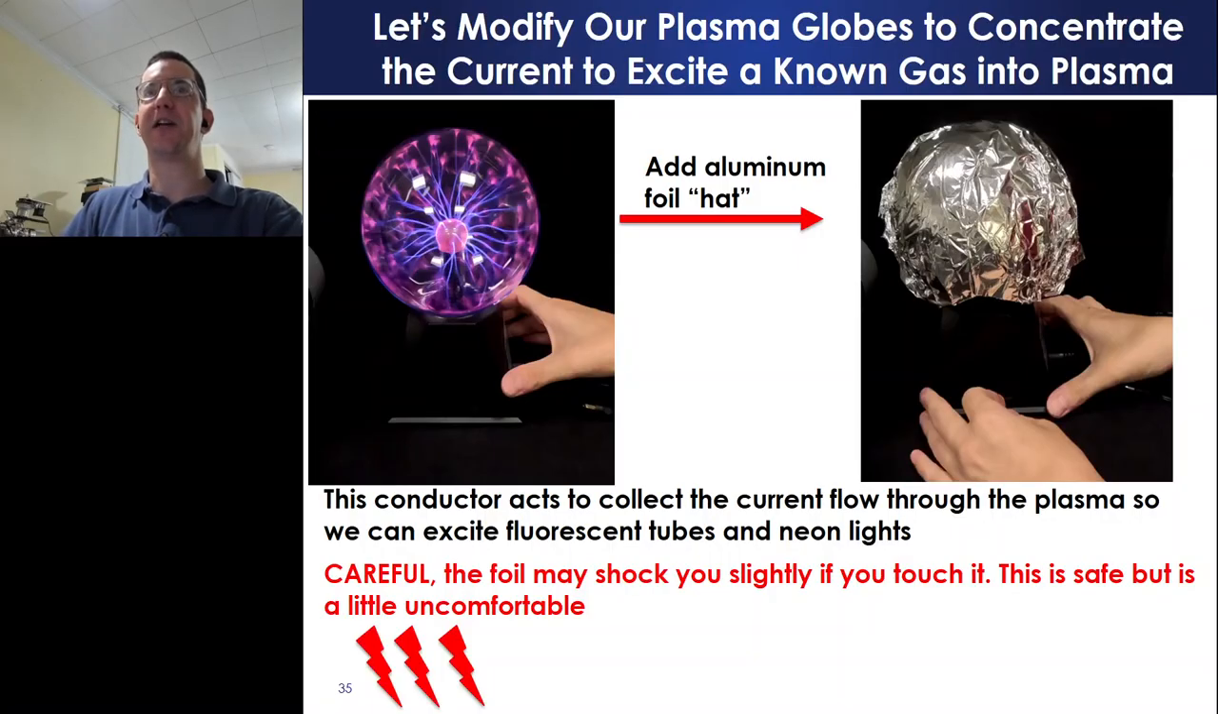Now let's exploit this effect of capacitance by modifying our plasma globe to concentrate the current and use it to excite a known gas into a plasma. We will do this by taking our plasma globe and adding an aluminum foil hat over the outer sphere. This collects the current and acts as a plate of a capacitor. As it's a good conductor, we can clip an alligator lead onto the aluminum foil hat and transfer the current into our vacuum chamber. Be careful when placing the aluminum foil on top of the plasma globe, as the foil may shock you slightly if you touch it. This is safe, but may be a little uncomfortable.